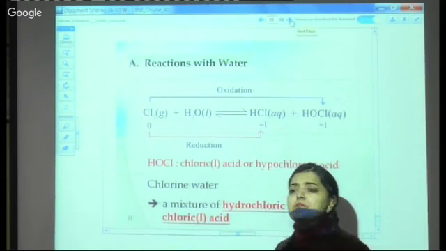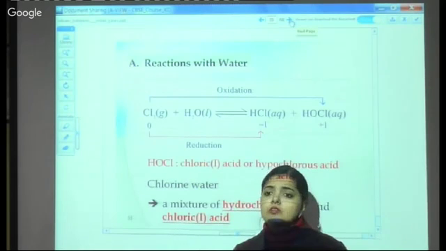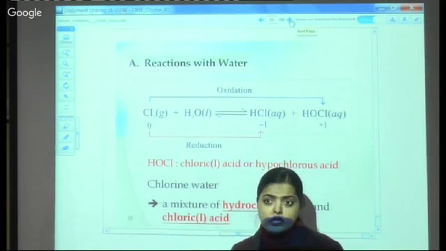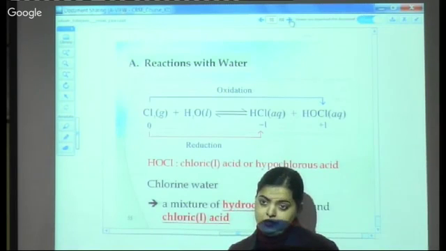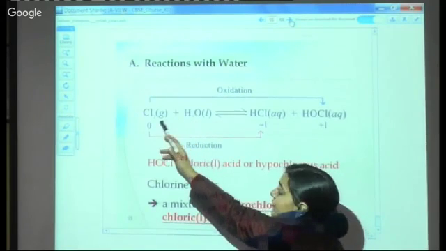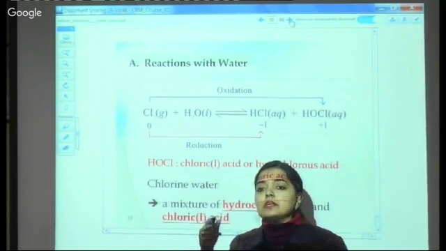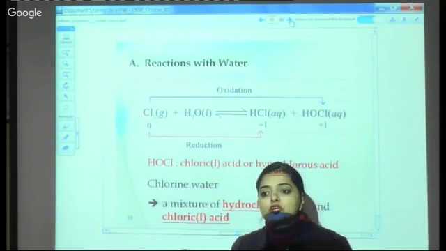This is a very peculiar reaction, very frequently asked in JEE exams. I guess last year also there was a question in 2015 on chlorine water: what happens to chlorine water on standing? Now you can see the reaction of water with chlorine. You must have come across that many a time the MCD water or Delhi Jal Board water is being treated with chlorine.